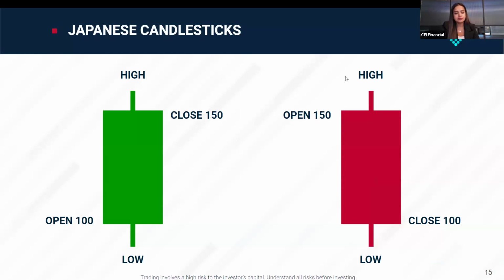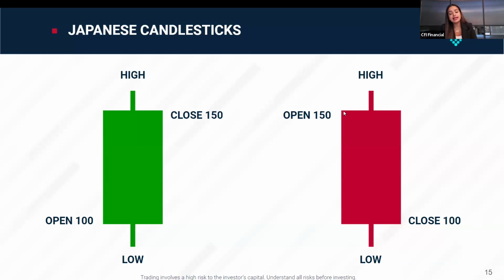Basically here, the upper shadow is the highest price during the period, and the lower shadow is the lowest price. The main difference is the opening price and the closing price. Here, as you can see, the price opened at 150 and closed at 100. So the closing price is lower than the opening price.